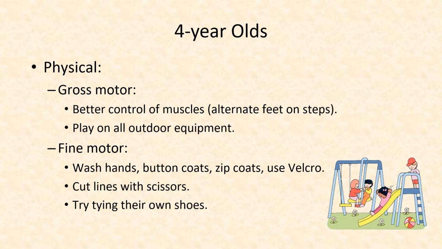At age 4, we see huge differences and great advancements in physical capabilities of the children. Gross motor and fine motor skills are greatly increased. For example, in the gross motor area, students are now able to take steps by alternating their feet rather than taking one step at a time and then another step at a time. They can now use all of the outdoor play equipment.